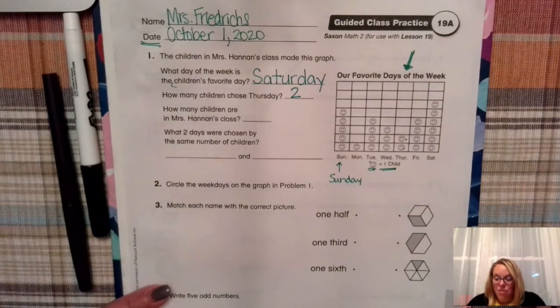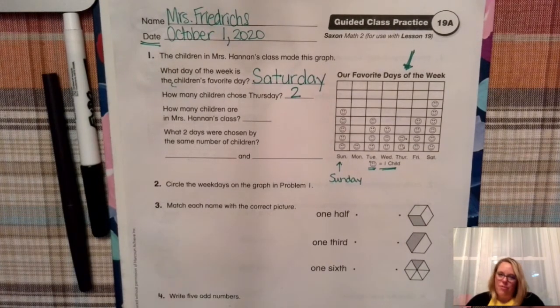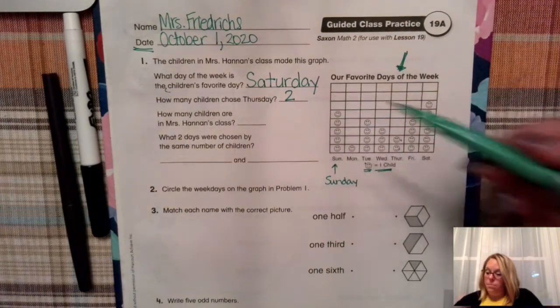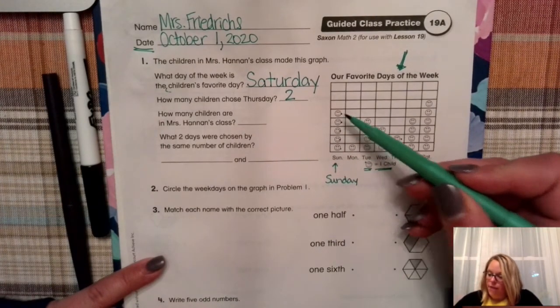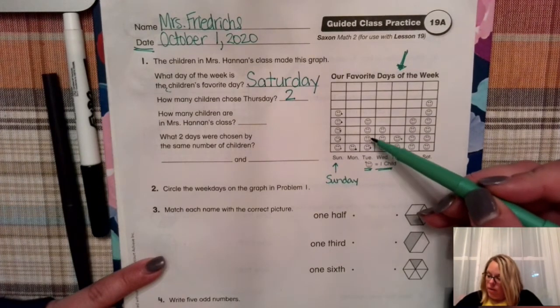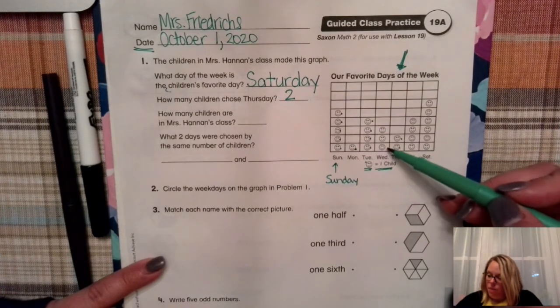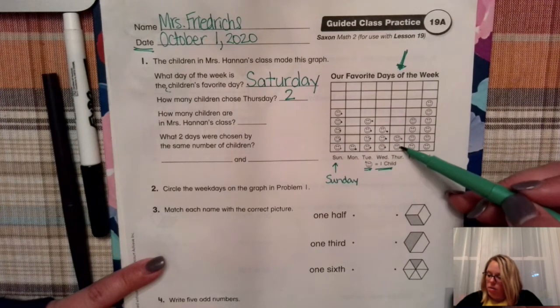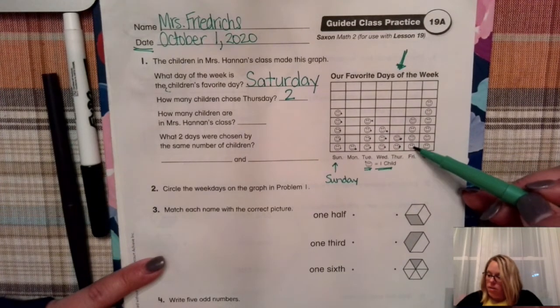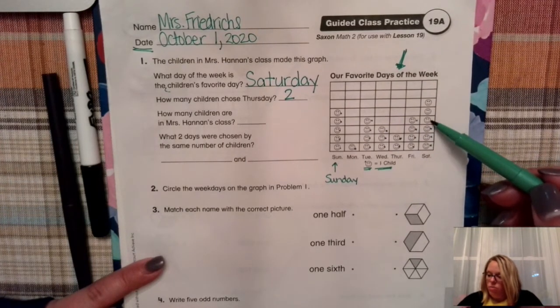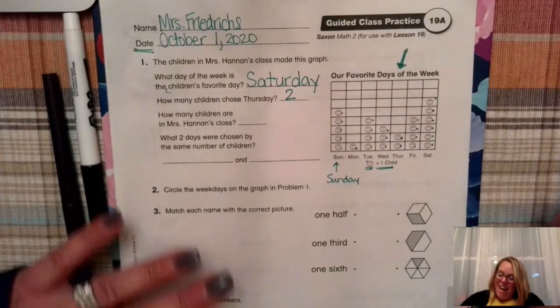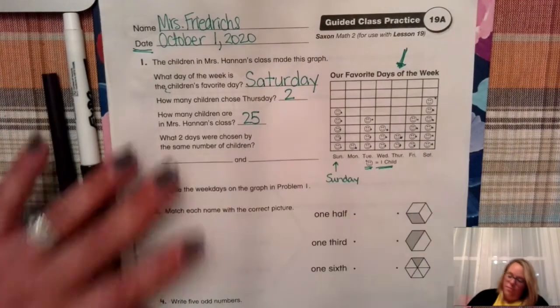Did one of you say count up all the smileys for the entire chart? If you did, you're right. That's exactly how we're going to find out. So I'm going to start with Sunday, and I'm just going to work my way over. Here we go. 1, 2, 3, 4, 5, 6, 7, 8, 9, 10, 11, 12, 13, 14, 15, 16, 17, 18, 19, 20, 21, 22, 23, 24, 25. It's the same amount of kids we have in first grade. 25.